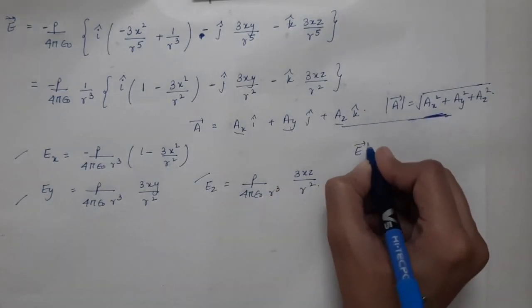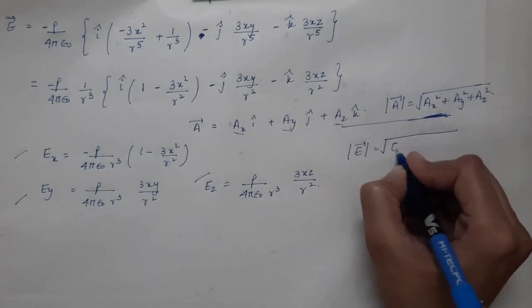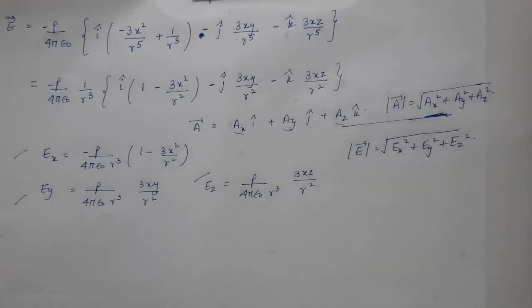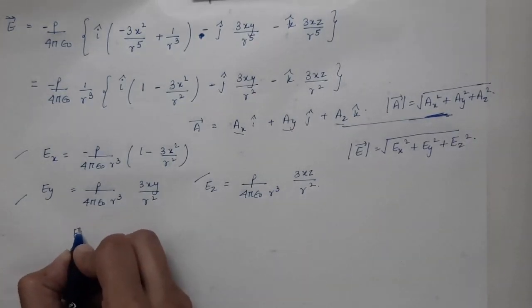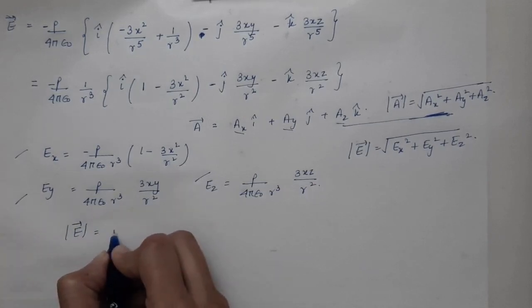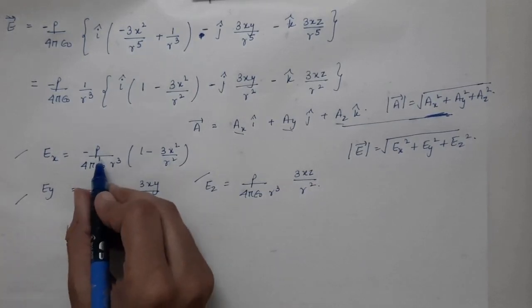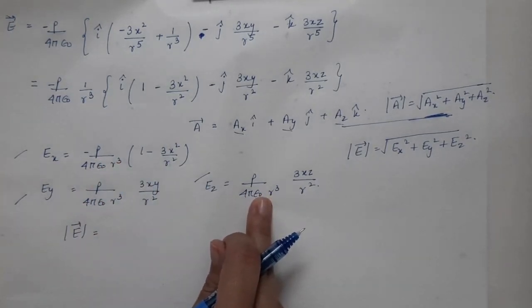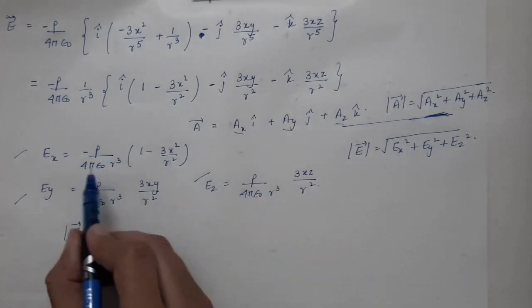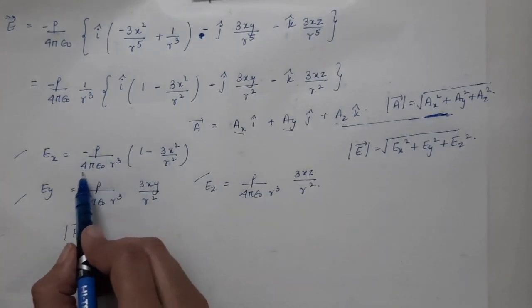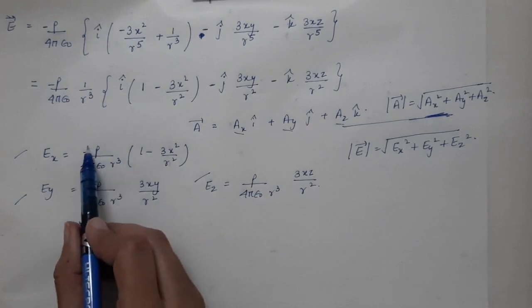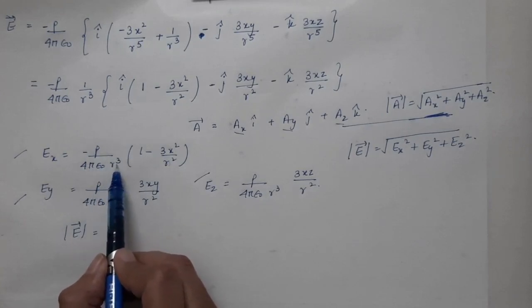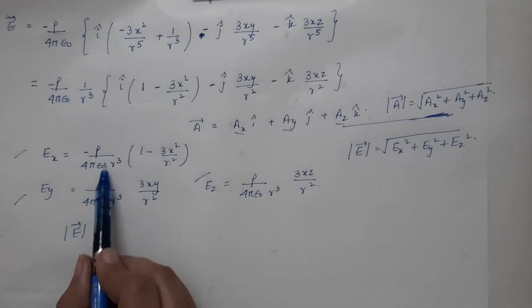So electric field's magnitude will be equal to under root of Ex square plus Ey square plus Ez square. So from here, I will find the magnitude of electric field, that will be given by under root of Ex square plus Ey square plus Ez square. So in all these terms we have p by 4 pi epsilon naught r cube common. So we are doing the square of all the terms. So we will also do the square of p by 4 pi epsilon naught r cube in every term.